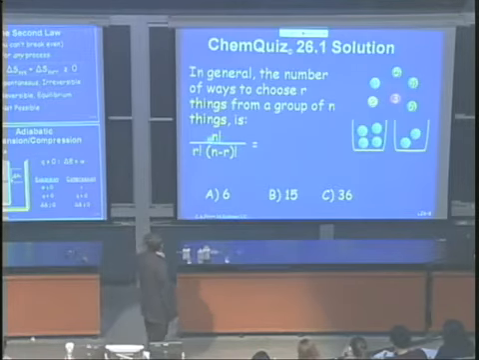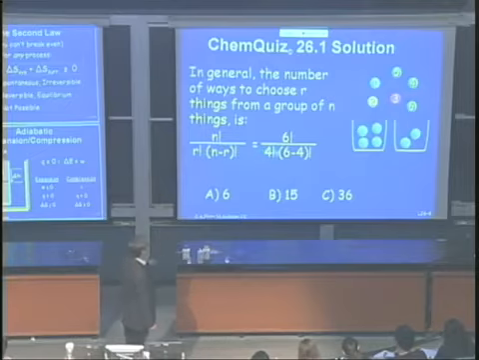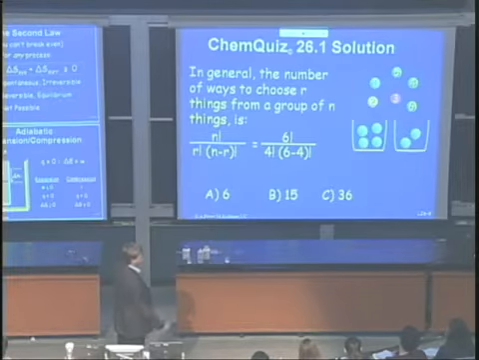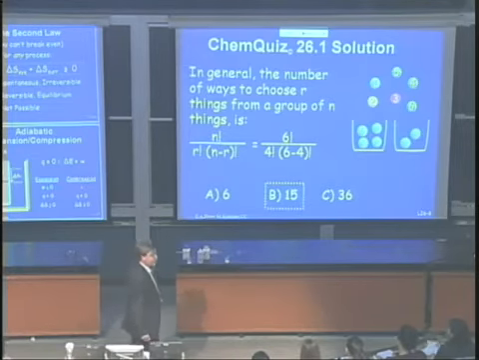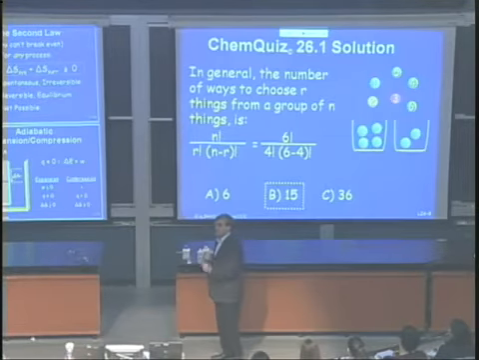So what is N factorial? It's 6 factorial, divided by R, which is 4 things, so 4 factorial, and 6 minus 4 is 2 factorial. You know what this is? If you calculate it on your calculator, you get 15. So we are talking about a statistical distribution, for moles.